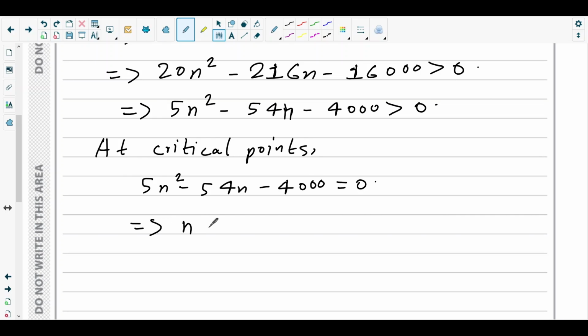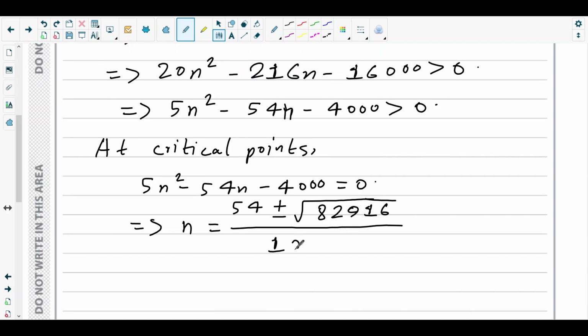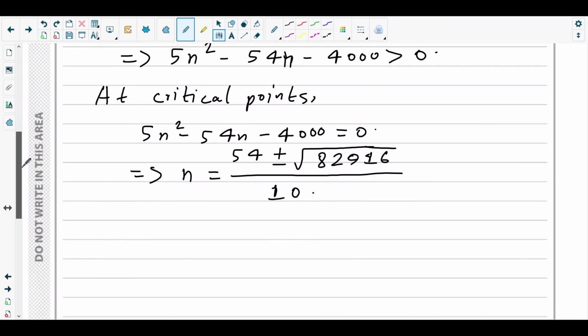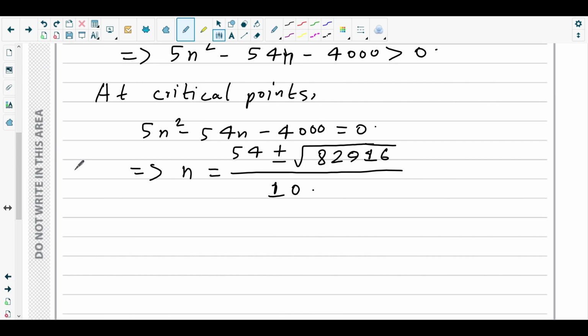So solve for n. This is a quadratic equation, so we can use the quadratic formula. B squared is 54 squared minus 4 times 5 times negative 4,000. So that will make it positive. Okay, so this is 82,916, b squared minus 4ac over twice of a. Okay, so square root of 82,916, it is basically 287 point something.